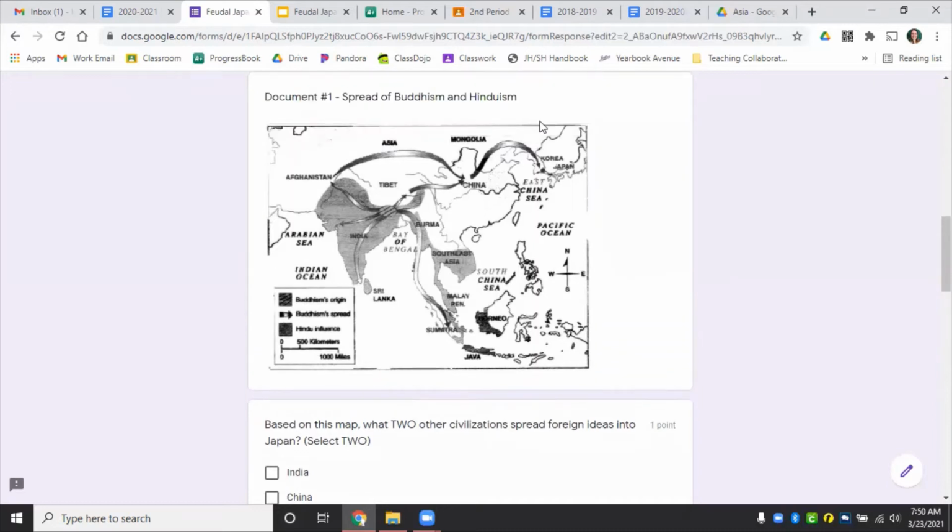So I want you to find Japan on the map, locate Japan over here in the ocean, and carry it back. We're looking for the arrows that show the spread of the religion of Buddhism, and Hinduism, and follow it backwards, two places. We're looking for two places that spread these foreign ideas into Japan. So I see there's a little tiny arrow right here pointing into Japan. If I follow that backwards, it came from Korea. So that means Korea spread ideas into Japan. So the first place would be Korea.